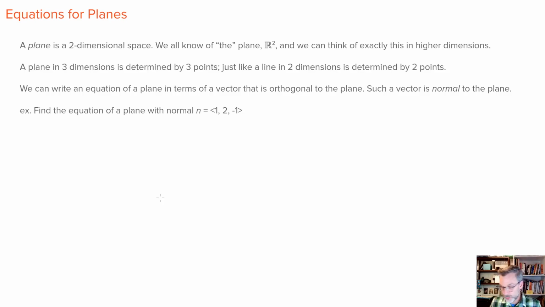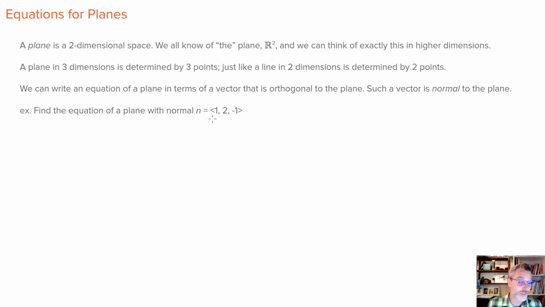We want to write down an equation for the plane, though. And perhaps the easiest way to do it is to adopt the perspective we just saw for lines. You have a plane hanging out in 3 dimensions. You could imagine there's a vector residing on that plane that's orthogonal to it. Okay? Just like we found an orthogonal vector to the line, here you might imagine an orthogonal vector to the plane. This vector is special. It's called a normal vector.